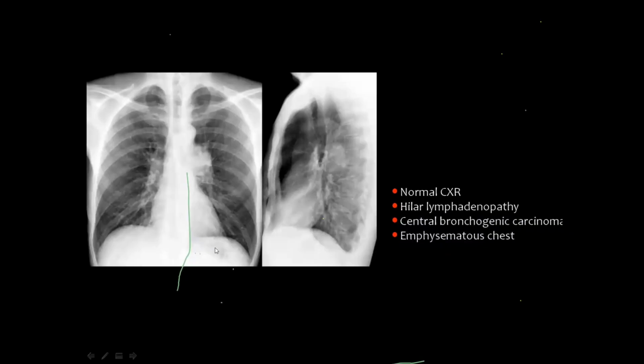Next case is a chest X-ray, frontal view and lateral view. These are the possibilities: normal chest X-ray, hilar lymphadenopathy, central bronchogenic carcinoma, emphysematous chest, bronchogenic hilar lymphadenopathy. Okay, then you see a big mass here, and this mass is projected here. Then this may represent a lymph node or may represent a mass in the central part.